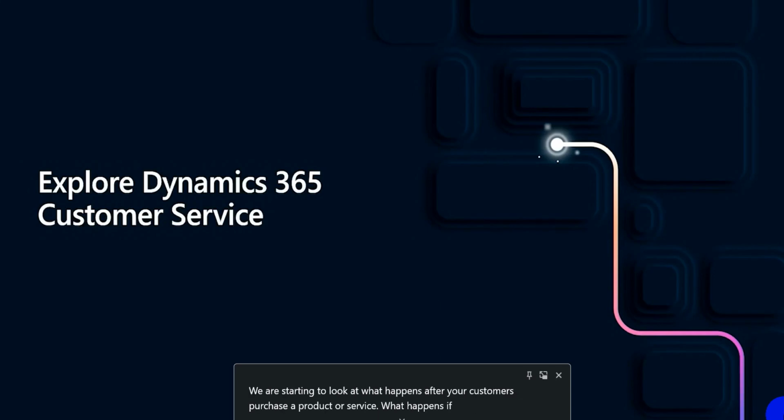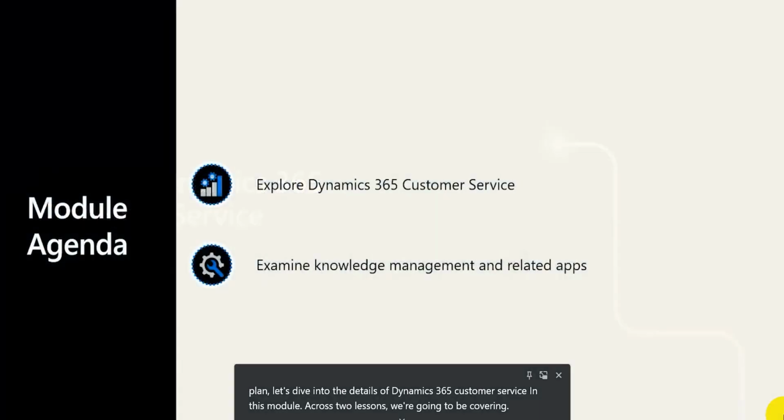In Module 4, we are starting to look at what happens after your customers purchase a product or service. What happens if they need help resolving an issue or if they need to activate their service plan? Let's dive into the details of Dynamics 365 customer service. In this module, across 2 lessons, we're going to be covering the introduction to Dynamics 365 customer service app, and then take a look at how this customer service app can enhance your team's capabilities to provide knowledge management capabilities and integration with related apps.